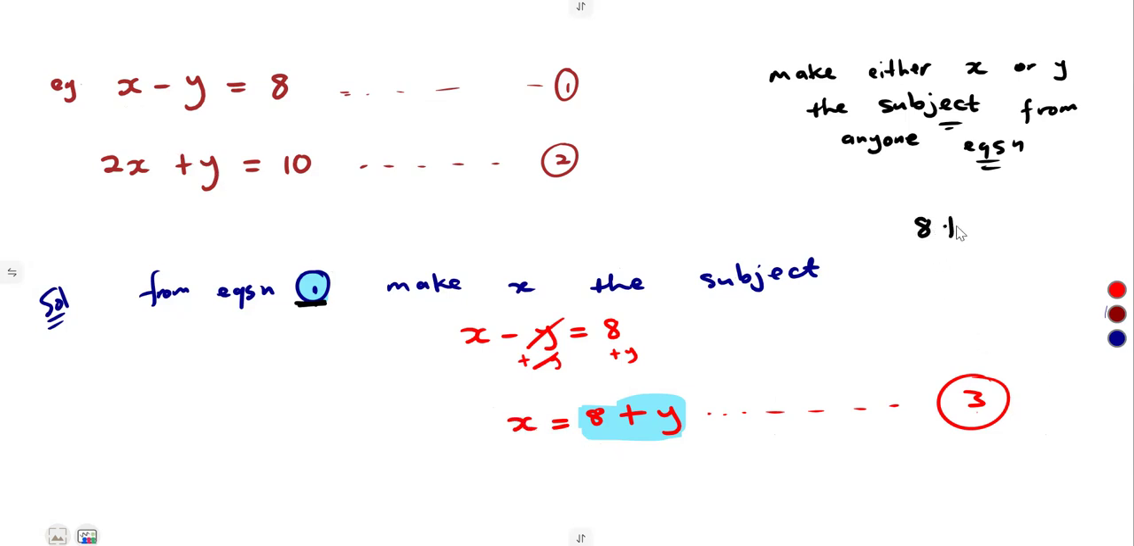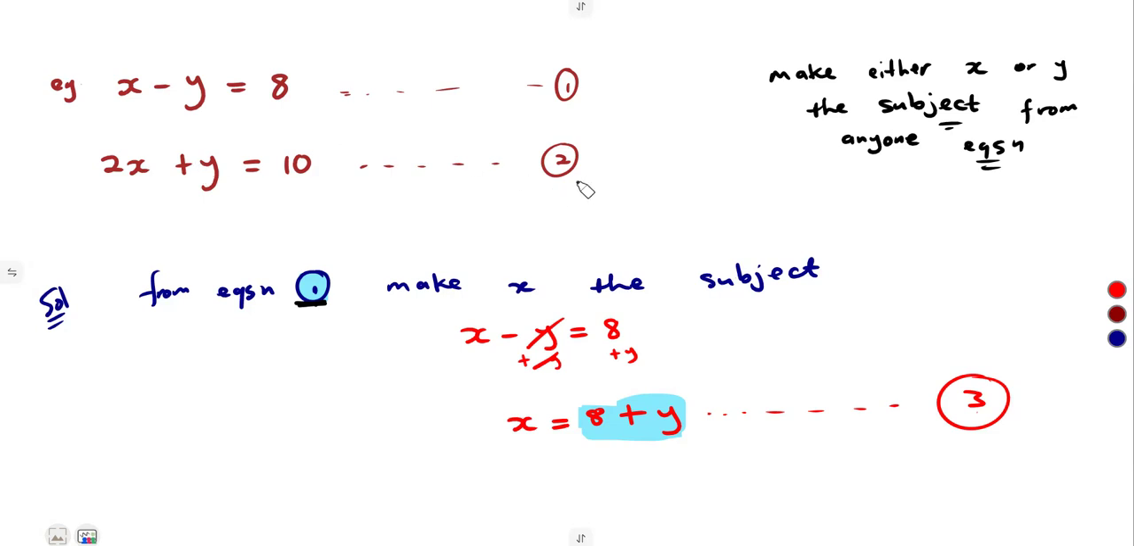8 plus y in place of x, minus what? Minus y is equal to 8. See, look what's going to happen. y minus y, that's a 0. So it will be just 8 is equal to 8. It is just neutralizing an equation. You're not solving anything, no. So do not substitute into the equation where you made the subject.